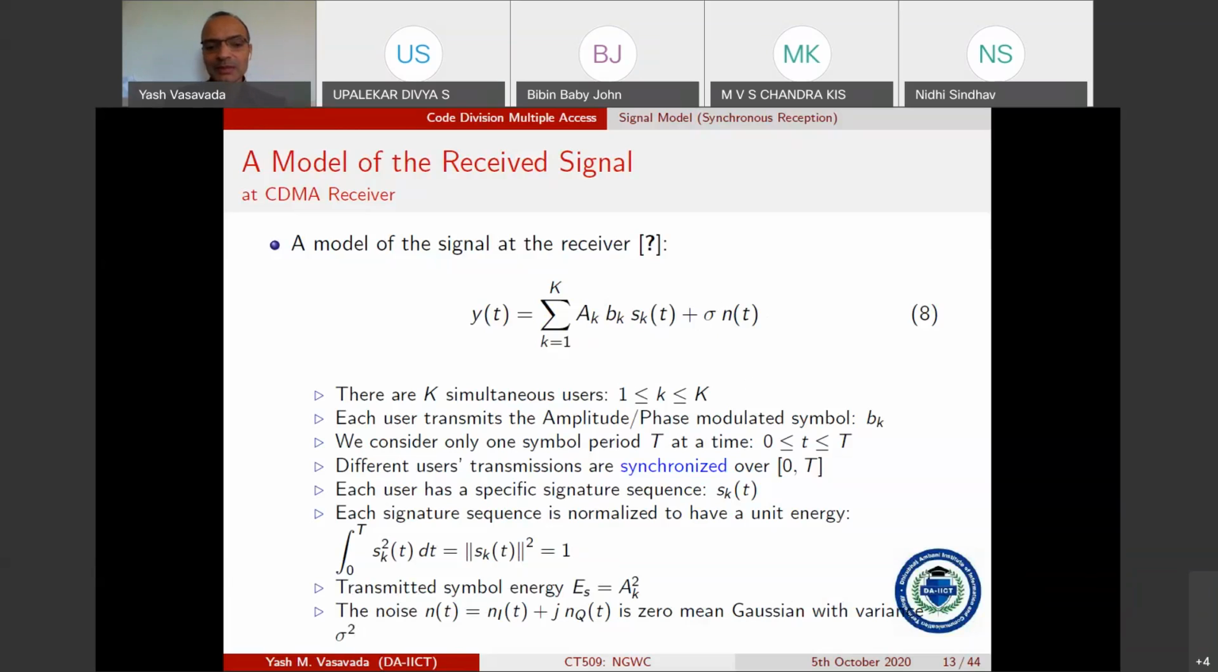But please keep in mind that it is not the variance of n which is sigma, it is sigma square. It is the variance of the entire noise term here, which is sigma square.